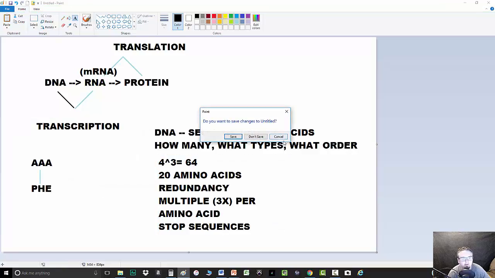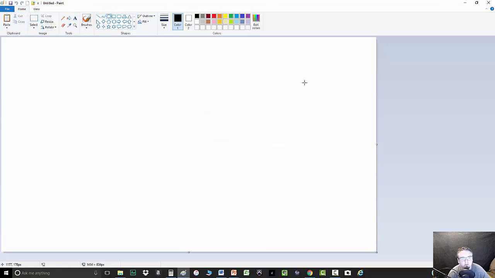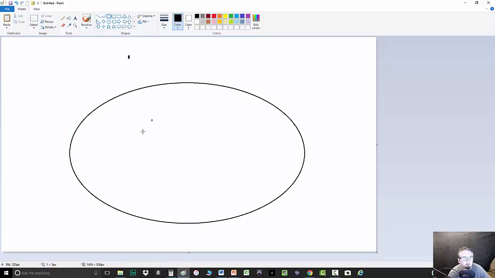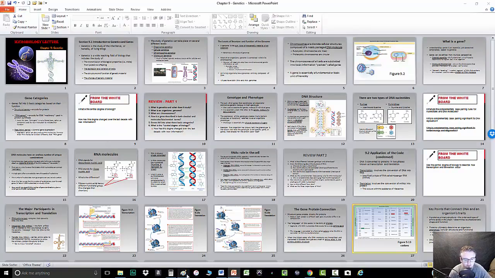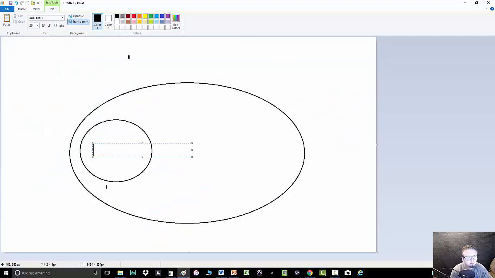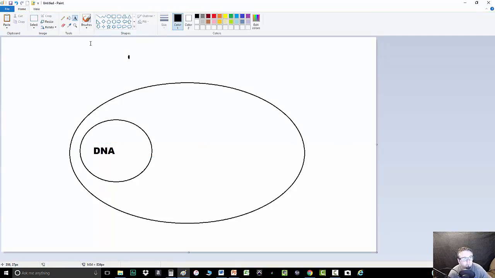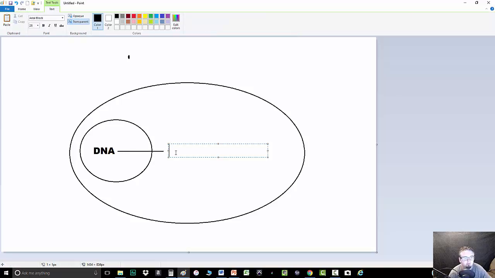This isn't the full reason why this happens, but to clarify, when you have a cell, here's the cell, and then here's the nucleus, and here you have the DNA. This is where transcription takes place. Now, translation is going to take place outside of the nucleus. So transcription, the conversion of DNA to RNA, is going to take place inside the nucleus.